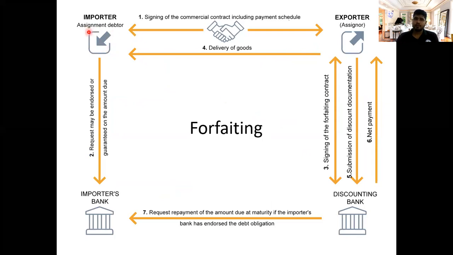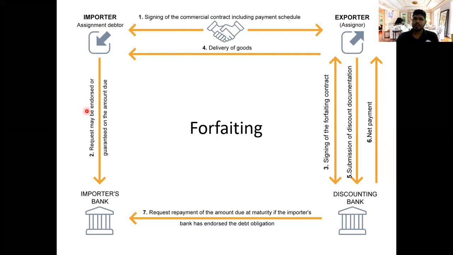Forfeiting, right? It's an importer and exporter. So assume that we are the exporter, and we have made some agreement. Initially, signing of the commercial contract including payment schedule. So from Sri Lanka we are exporting to the US importer.